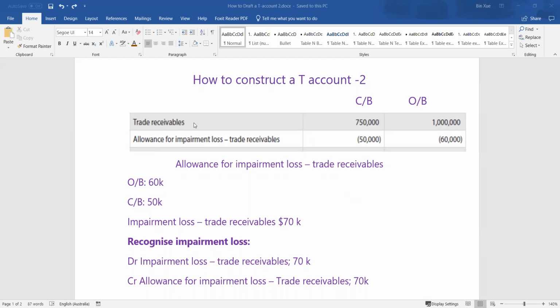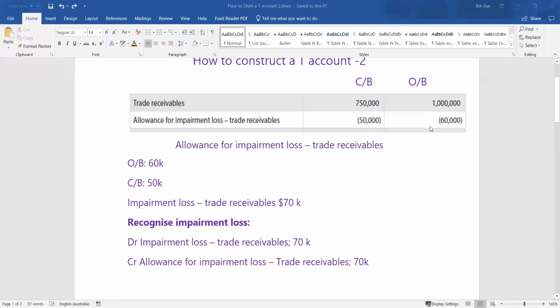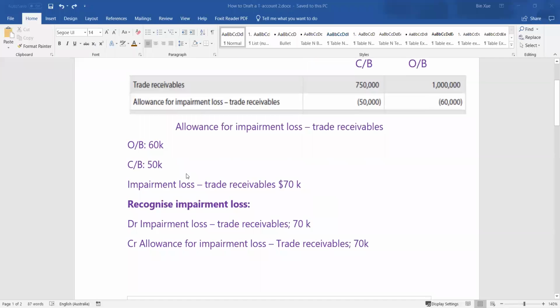First, trade receivable, opening balance 1 million, closing balance 750K. Allowance for impairment loss trade receivable, opening balance 60K, closing balance 50K. Be careful. We can see here this is a negative figure, okay? Because that's an allowance. And also in the question, we can find a figure, which is impairment loss, trade receivable, 70K. Okay, so let's draw the T account for allowance for impairment loss, trade receivable.